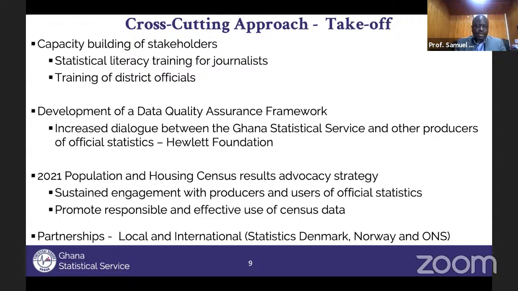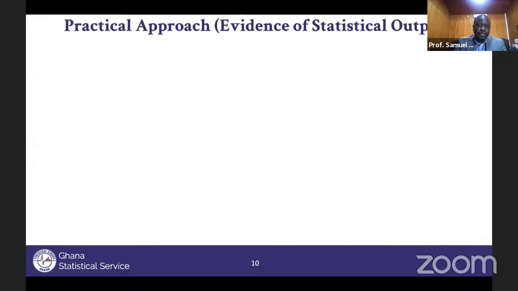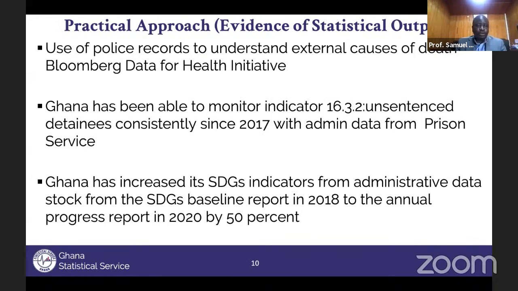Then at the takeoff stage, you also need to think about your local and international partnerships. And in this case, as I said, we're leveraging quite a number of collaborations, specifically with Denmark, Norway, and the Office of National Statistics in the UK. What are some of the practical evidence that we can show in terms of statistical outputs?